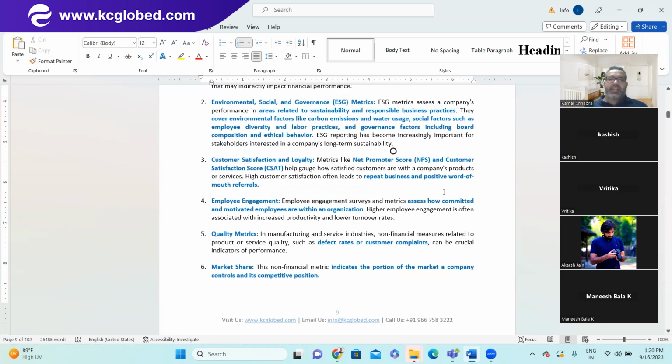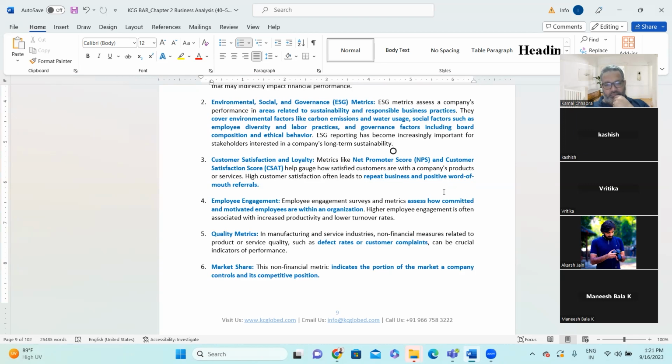Okay. The third one is customer satisfaction and loyalty. What do you mean by customer satisfaction? Whether we are able to satisfy our customers through the products and services we are providing, and most probably after-sales service is also important for customer satisfaction. And the better the customer satisfaction, the better the loyalty of the customer, if they get what they want from the company and their issues are resolved by the company.